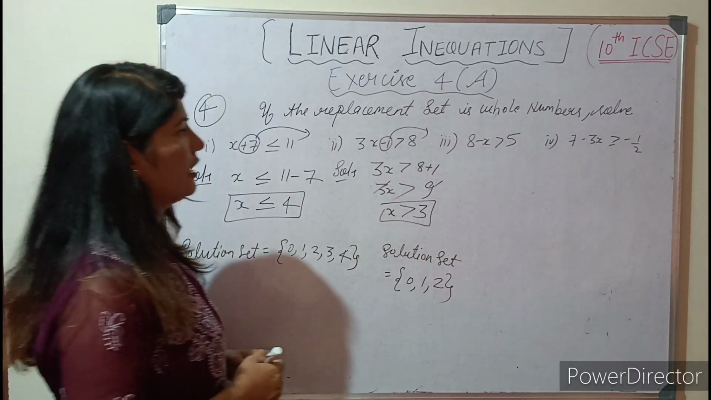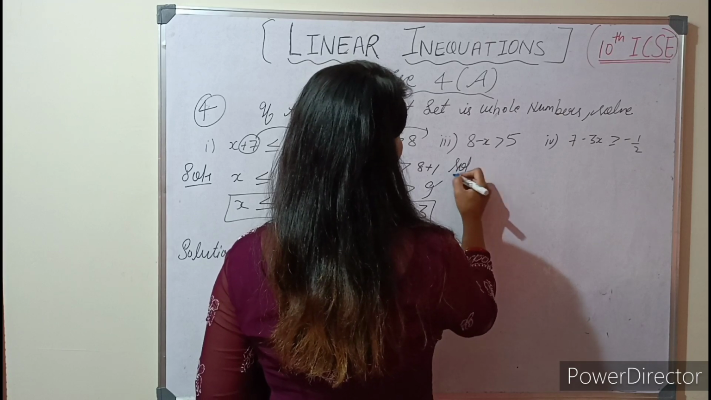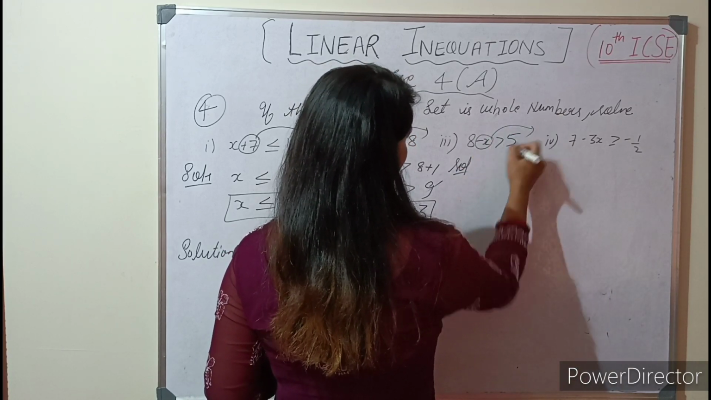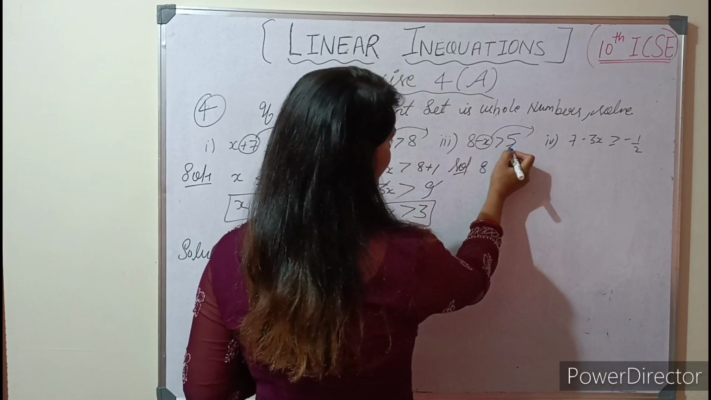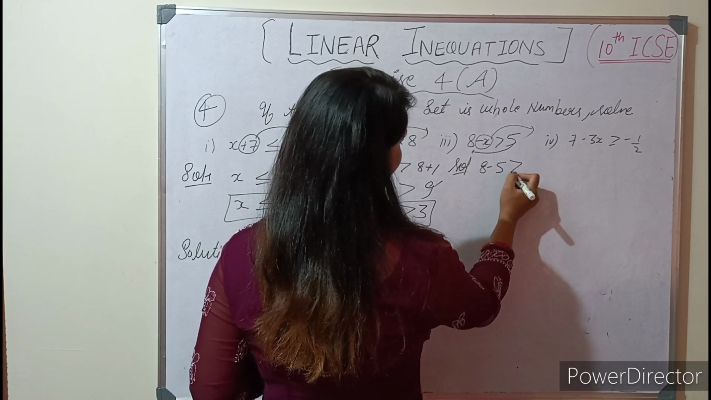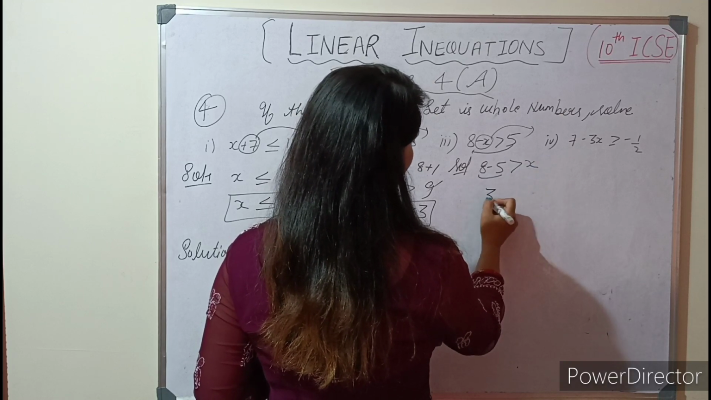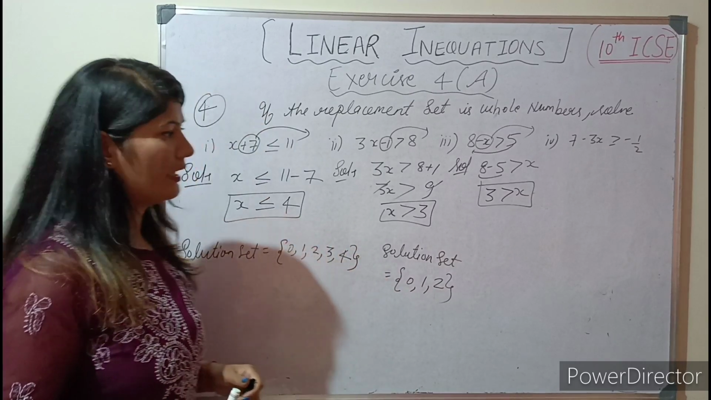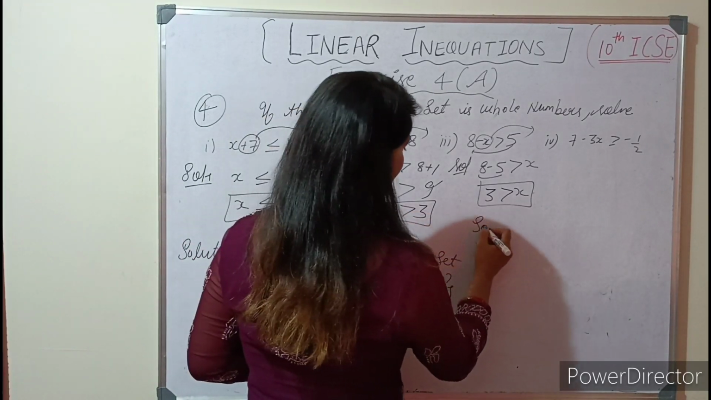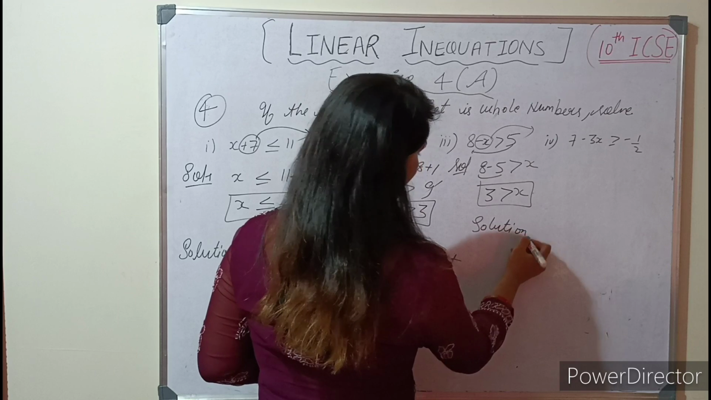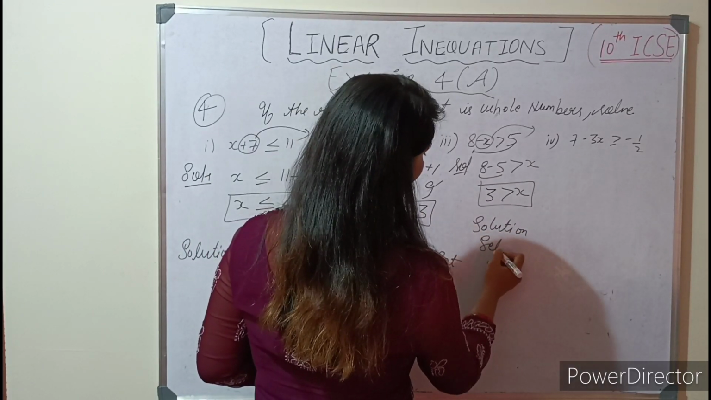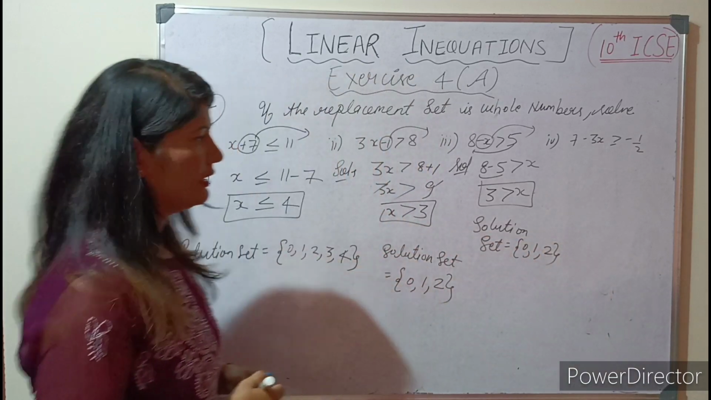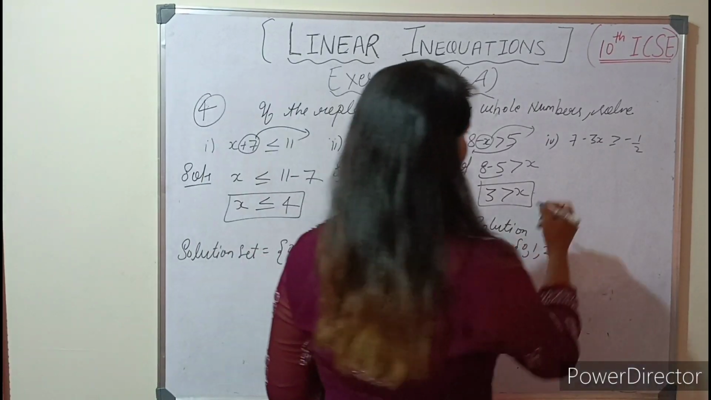Now moving to the third part. So here again you need to find the value of x. This is minus x, so we can send it to the other side. And this plus 5 will come here, it becomes minus 5. So 8 minus 5 is 3. So it means the value of x is smaller than 3. Right. So here the solution set will be, so less than 3 means you will count only 0, 1 and 2. Right.